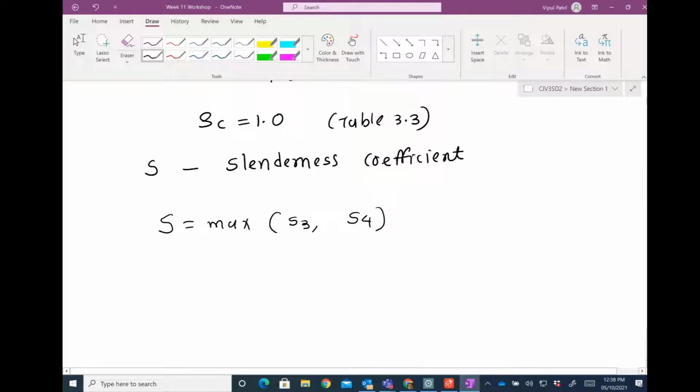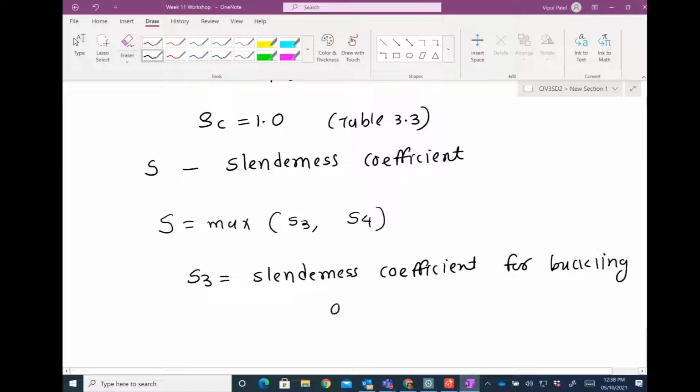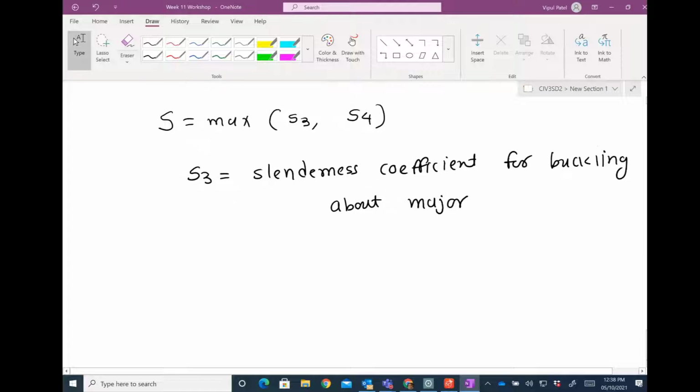And the S3 and S4, what is S3? S3 is a slenderness coefficient for buckling about major axis. Now what is major axis and minor axis? I will explain it now.